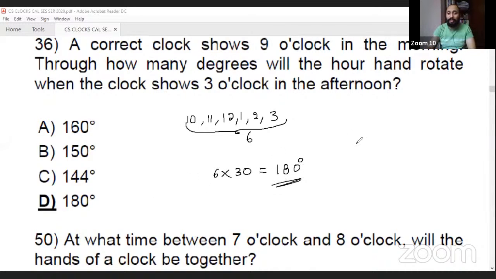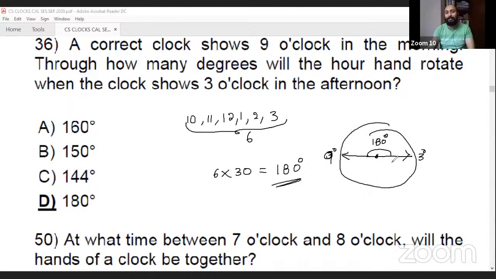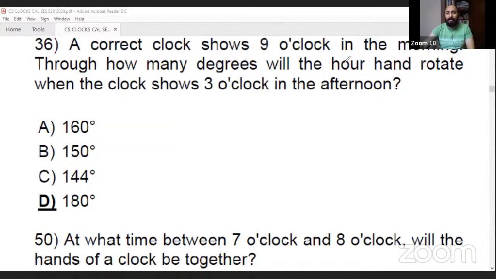Or you can also say directly it was at 9 o'clock. Now it is at 3 o'clock. So it is directly 180 degree also. You can say it directly also. Are you getting it? 3 o'clock to 9 o'clock. In your clock, it is 180 degree. Is this clear? Directly also, you can say this. So all simple things, people.